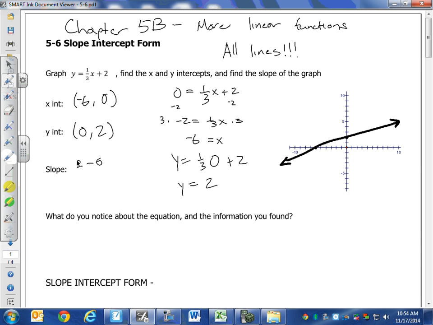y2 minus y1 over, you've got to use this x first if that y came first, x2 minus x1. I get 2 over positive 6, which is 1/3. That's the slope, not negative 1/3, positive 1/3.